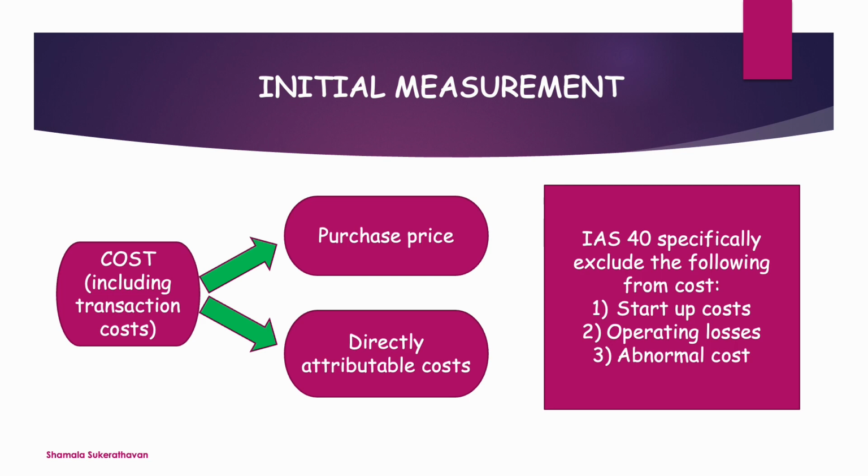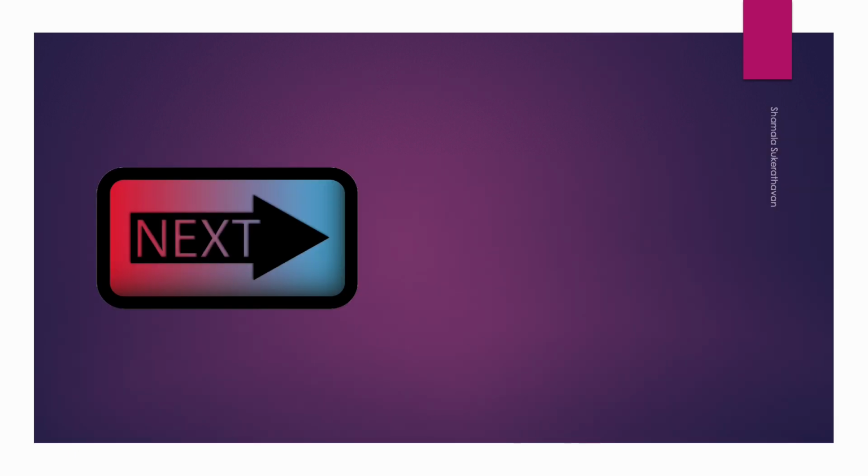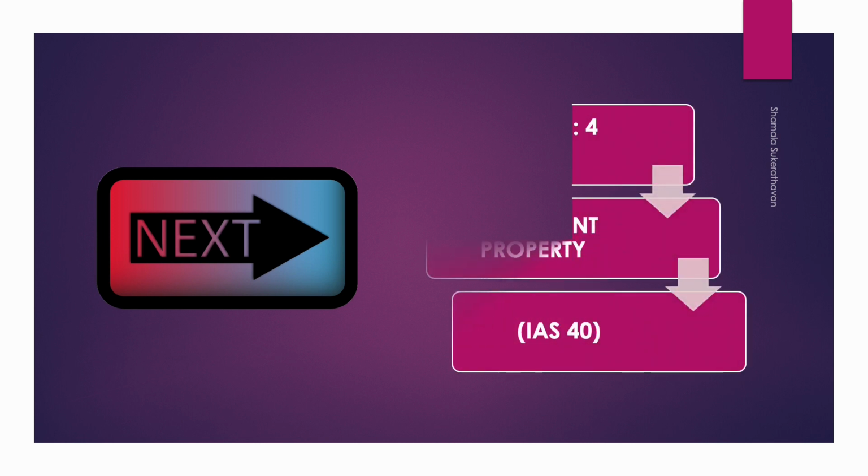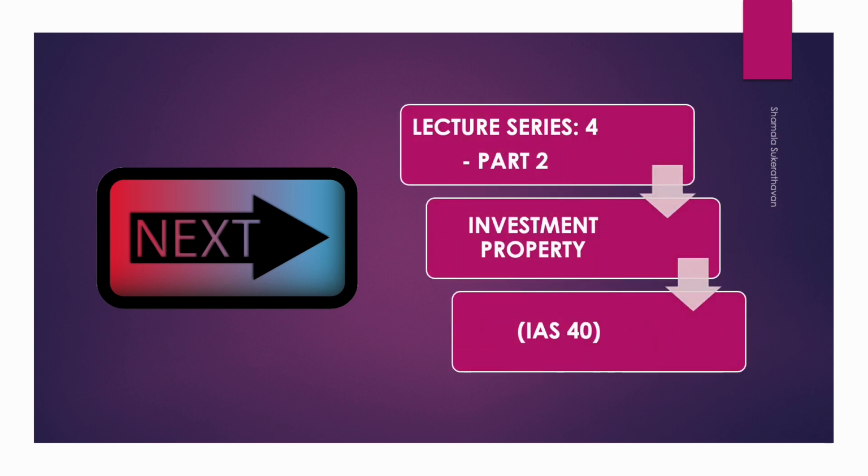2. Operating losses incurred before the investment property achieves the planned level of occupancy. 3. Abnormal amounts of wasted material, labor and other resources incurred in constructing or developing the investment property. In the next part of Lecture Series 4, I will look at subsequent measurement and transfer to and from investment property.